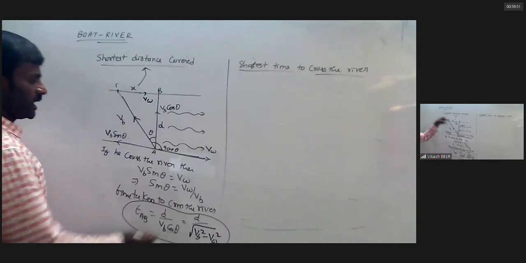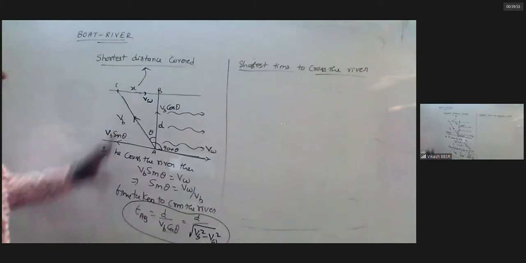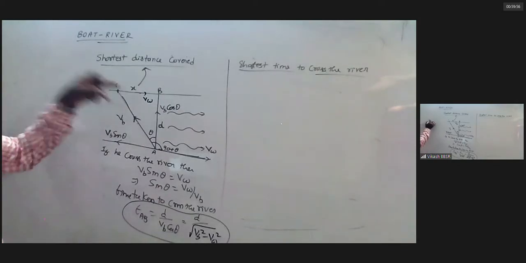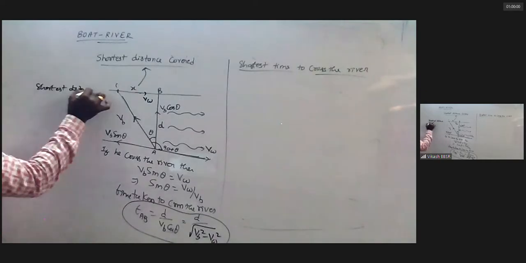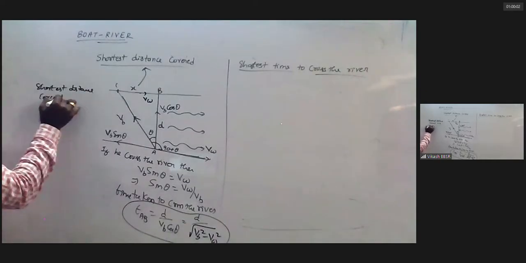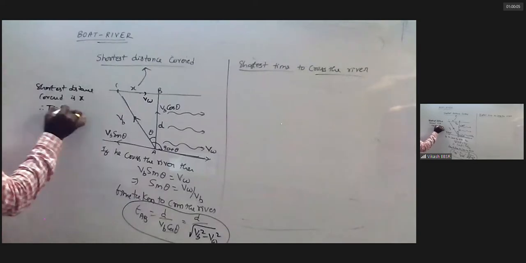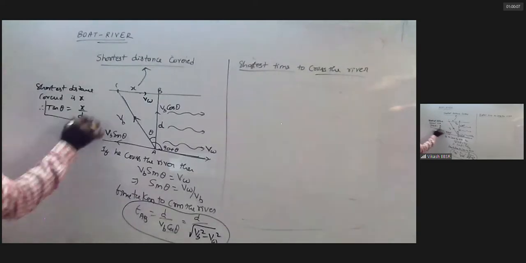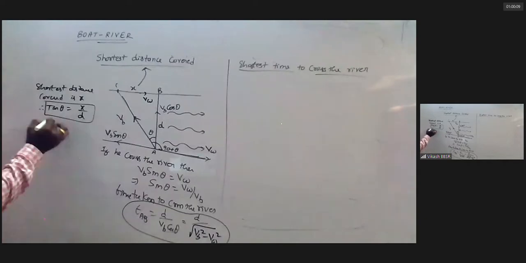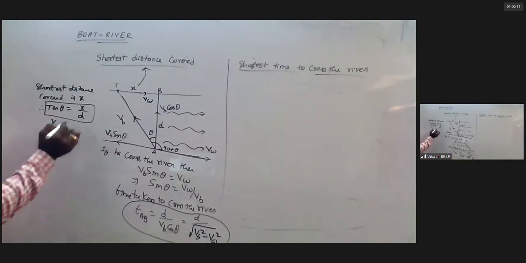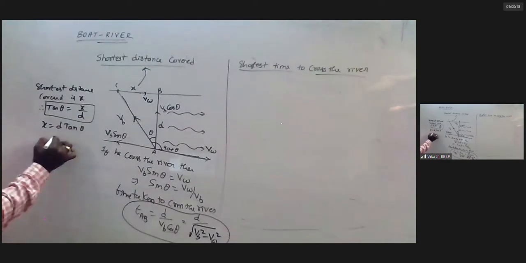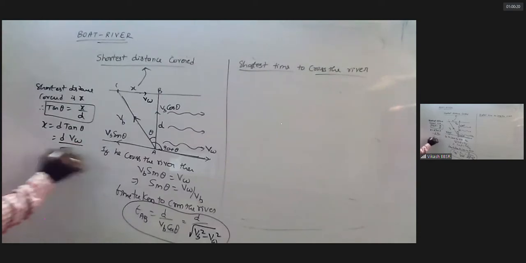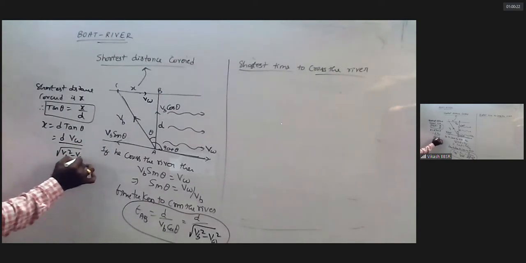Now what is X here? The shortest distance covered is X. Therefore tan theta equals X by D. Tan theta is nothing but VW upon root of VB square minus VW square, so X equals D tan theta, which is D into VW upon root of VB square minus VW square.